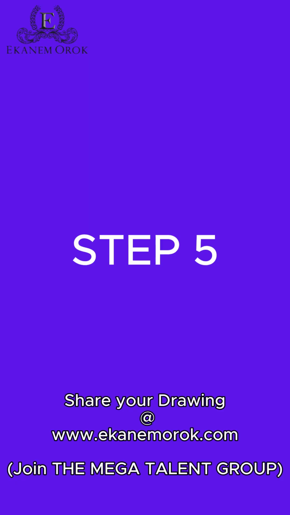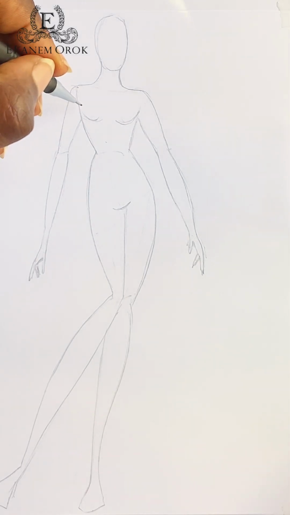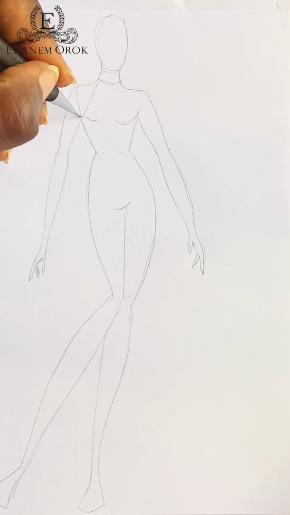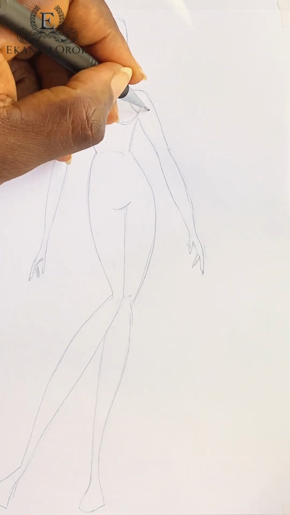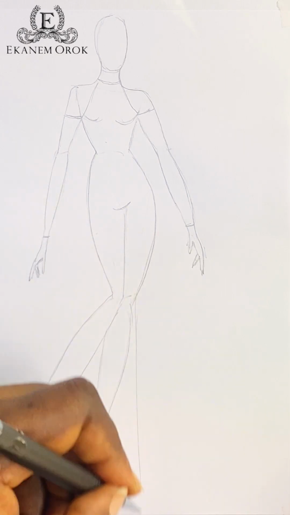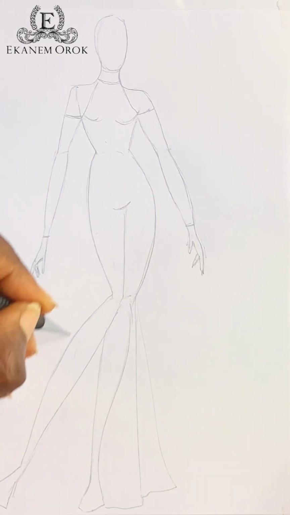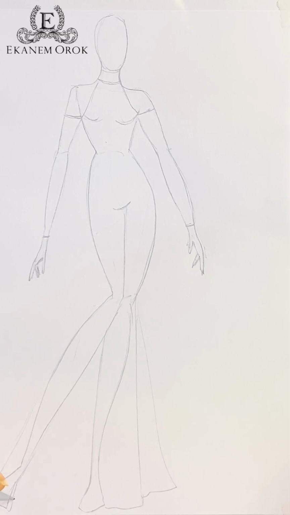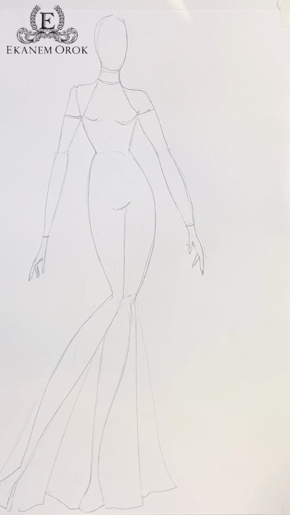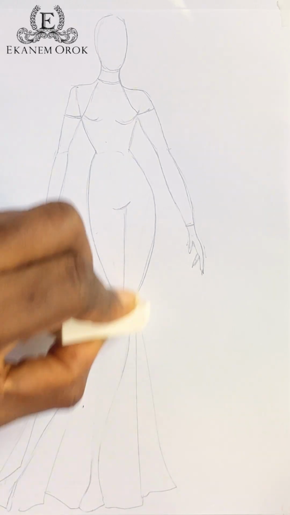Step 5. Clothe the model. Step 6. Clean out parts of the body you do not want to be visible on the garment.